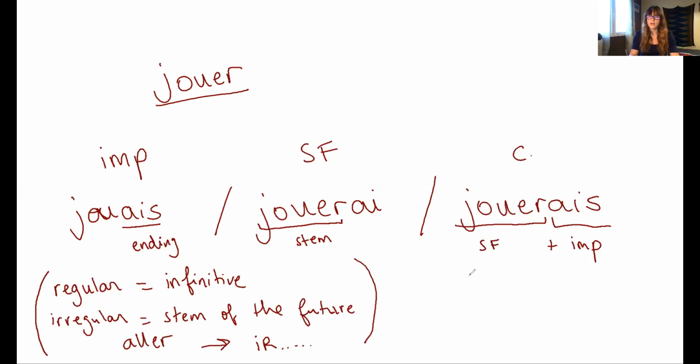So just remember the endings of the conditional: ais, ais, ait, ions, iez, and aient. And that is just as simple as this. There's no real irregular as such. It's just stem of the future, ending of the imperfect, you get the conditional, and you'll be able to use the conditional for your complex structures.